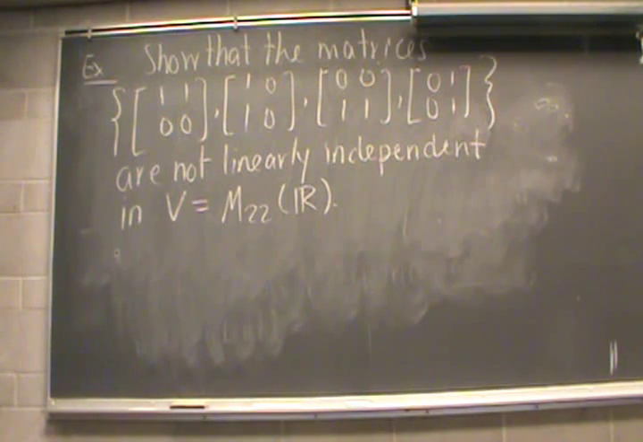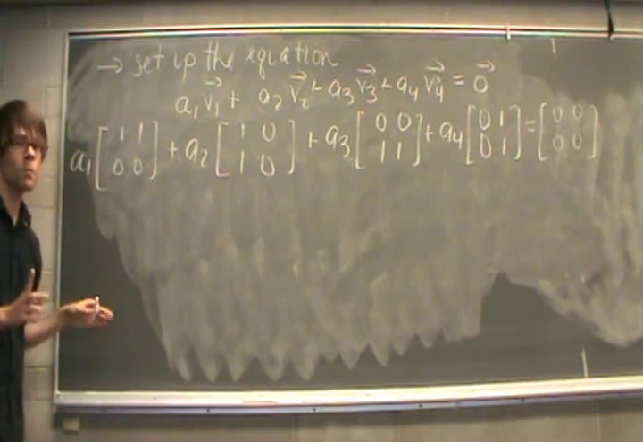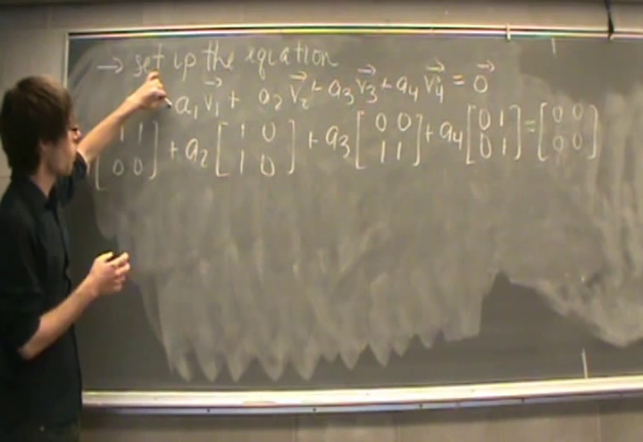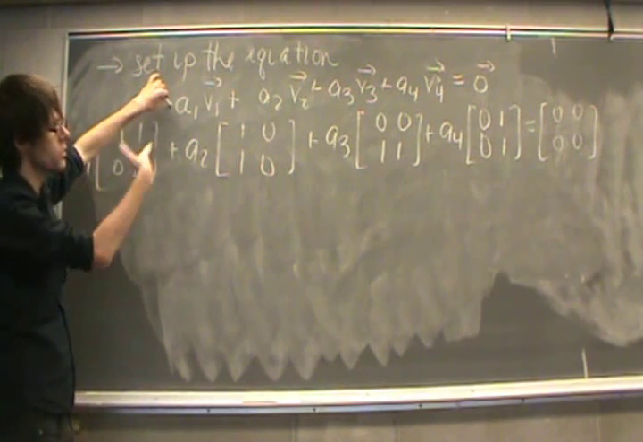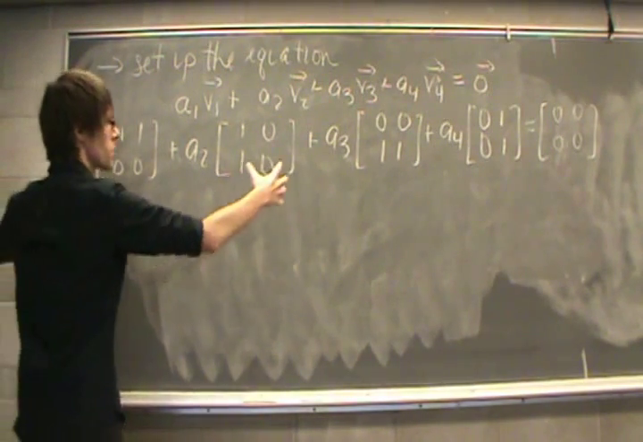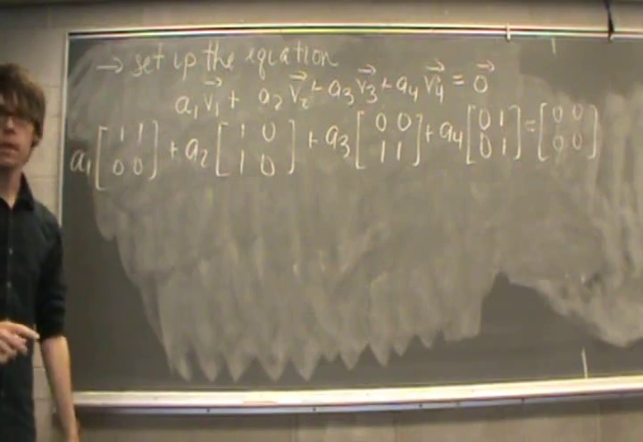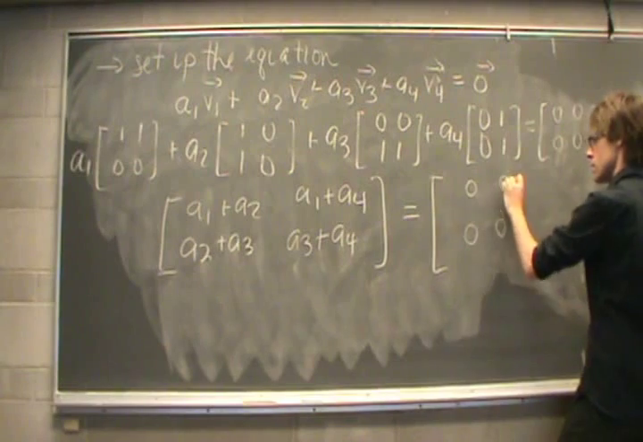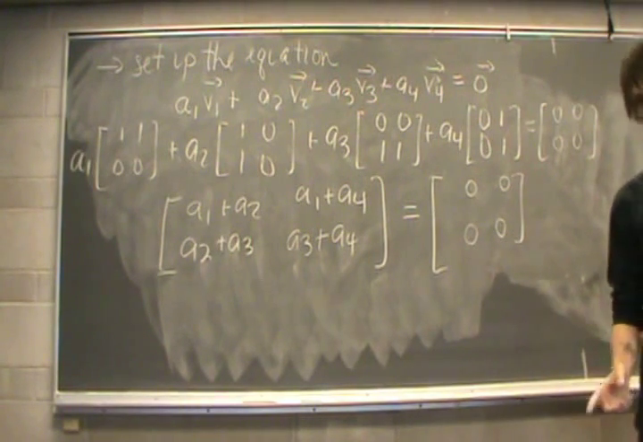So our first example is we are going to show that these four matrices given here are not a linearly independent set of the vector space M22R. Our first step in this example is to set up the linear independence equation. So here it is with four vectors, a1 v1, a2 v2 up to a4 v4 equals the zero vector. And we're going to combine all of these matrices together. So we get this 2 by 2 matrix equal to the 2 by 2 zero matrix.